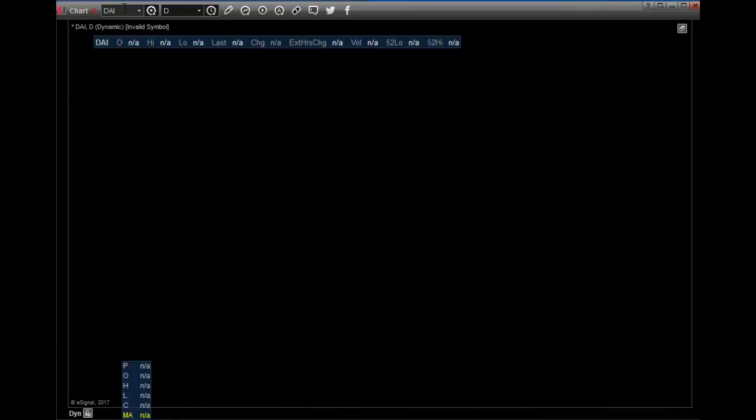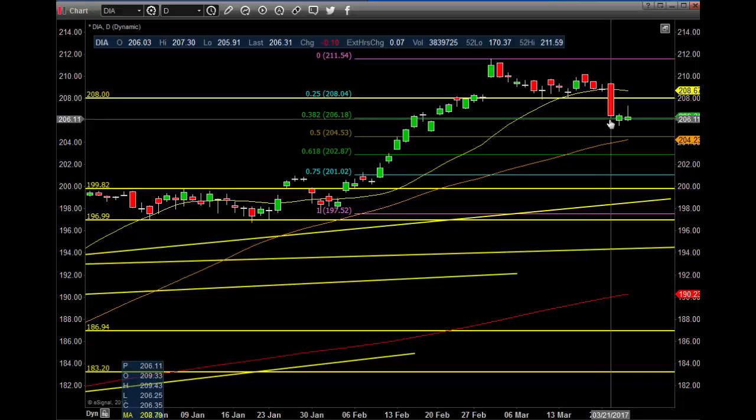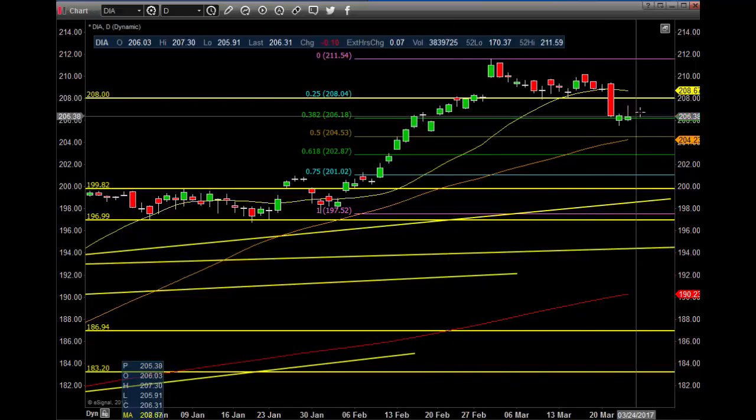The DIA, not the DAI, the DIA. Same thing, just like the other three. Down, sideways, holding the 382. We did fill the gap down in here. Let's see if it goes sideways and retraces up, or does it just go sideways here and then the next leg down.